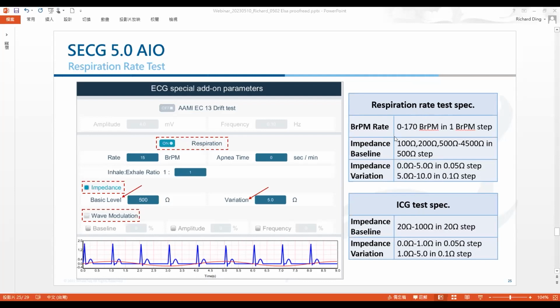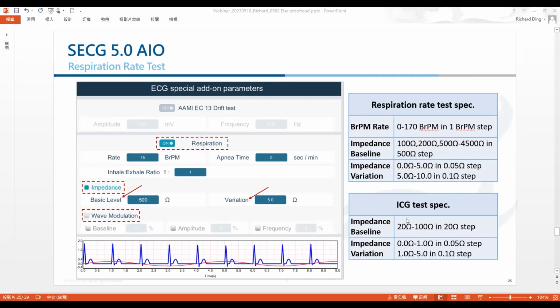So you can see the respiration is set up from 0 to 170 BRPM in 1 BRPM step, right? The baseline impedance is 100 ohm, 200, 500 to 4,500 in 500 step. And the impedance variation is 0 to 5 ohm in 0.05 ohm steps, and 5 to 10 ohm in 0.1 ohm steps.